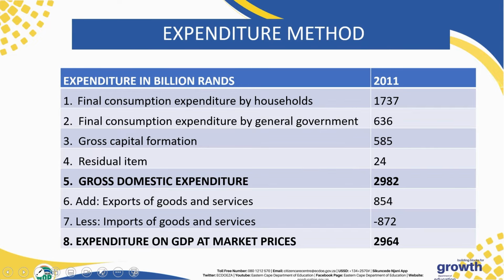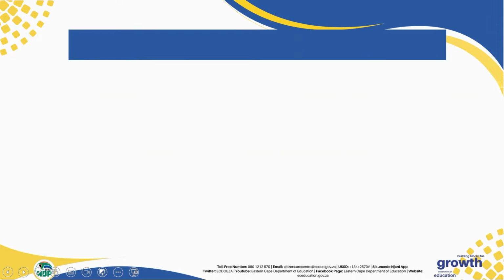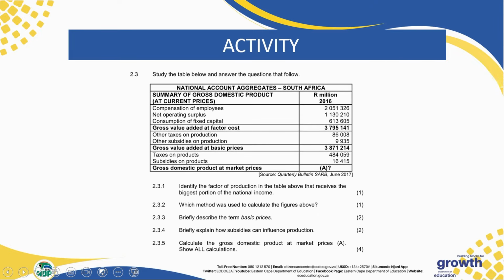Also, note that the expenditure method at market prices is equal to the production method at market prices and also equal to the income method at market prices, because the expenditure, income, and production is the same under the national account aggregates.